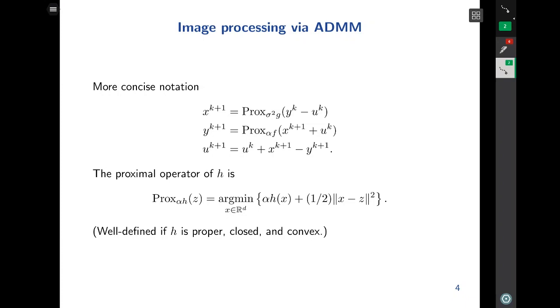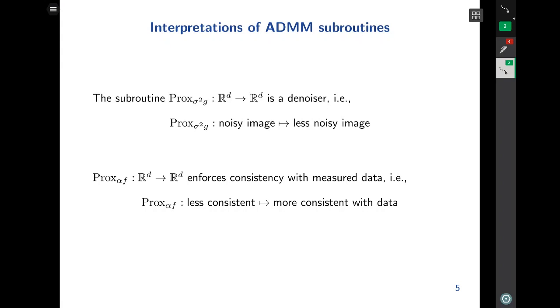The method ADMM relies on these two proximal operators as subroutines. Let's interpret these two subroutines. The proximal operator with respect to g is a denoiser, in the sense that if we provide a noisy image as the input to the proximal operator, we get as an output a less noisy image. The proximal operator with respect to f enforces consistency with measured data. In other words, if we provide as input an image that is less consistent with the measured data, as output, the proximal operator will give us an image that is more consistent with the measured data.